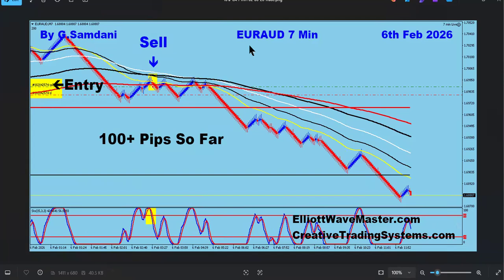On the 6th, Euro Aussie. This is the first entry. I took it, but I didn't close. So look what happened to this entry, coming down all the way. And I'll show you what happened actually.